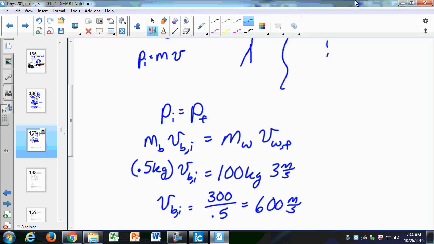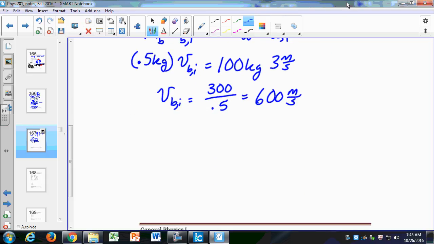So that ball is traveling at 600 meters per second. Just to give you some reference, muzzle velocity of a handgun is about 300 meters per second. So twice the velocity of a bullet coming out of a handgun. That's pretty cool, no? That he can throw it that fast, at 600 meters per second. Every second it travels 600 meters.